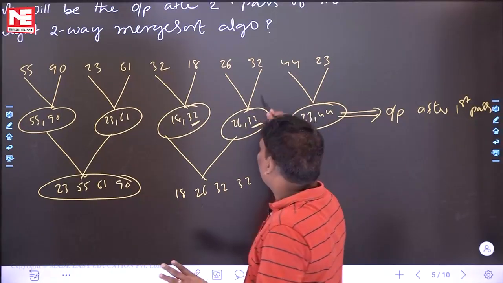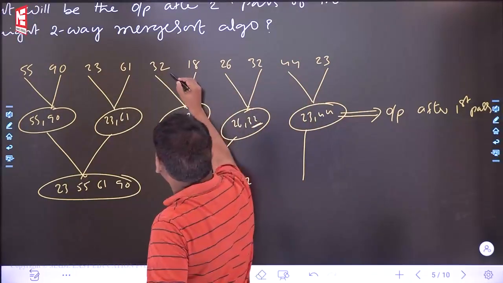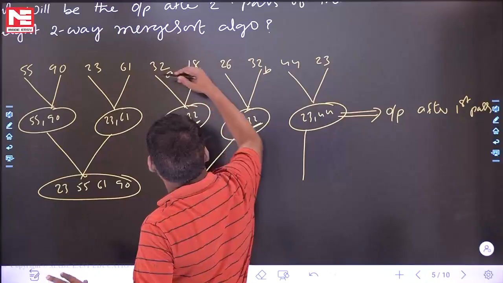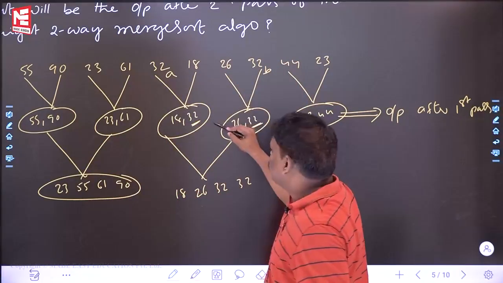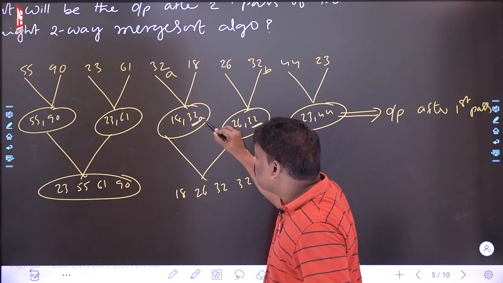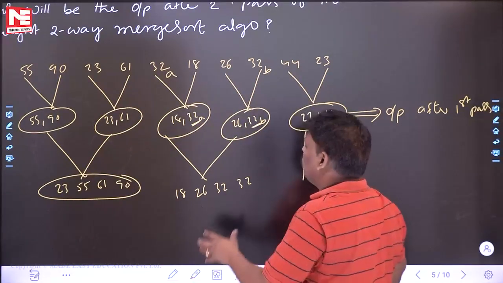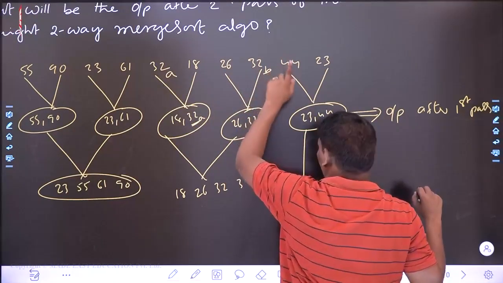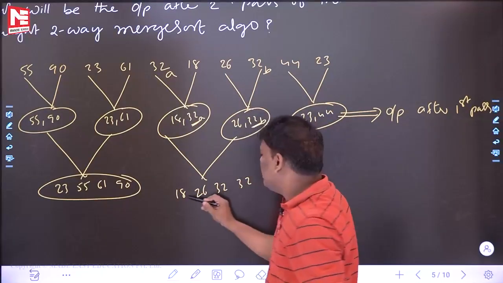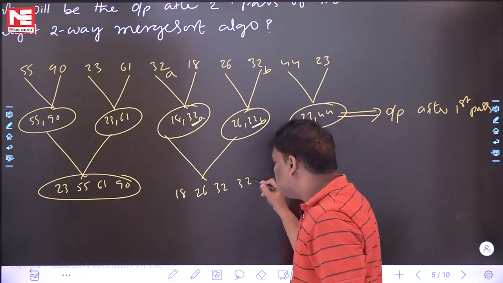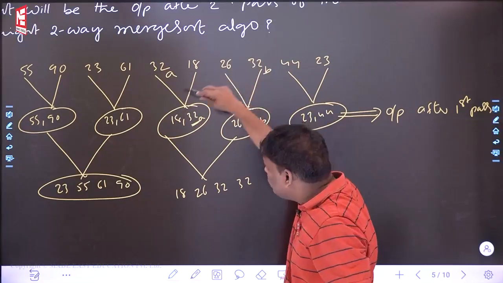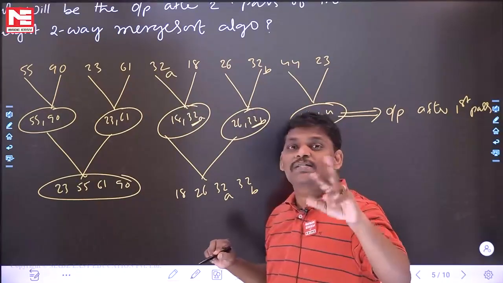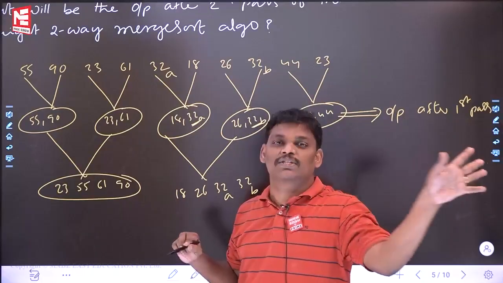That is fine. But one thing: in the input, it is the first 32, and it is the second 32. Just to give a symbol also: A means the first 32, and the second is B. So in the given input, the first 32 is 32A, the second 32 is 32B. When you merge 18, 26 and the two 32s, which 32 will come first? In the input, whichever 32 came first, that 32 only will come first, then the next 32. So what is the meaning? The order of repeated elements after sorting will not change.